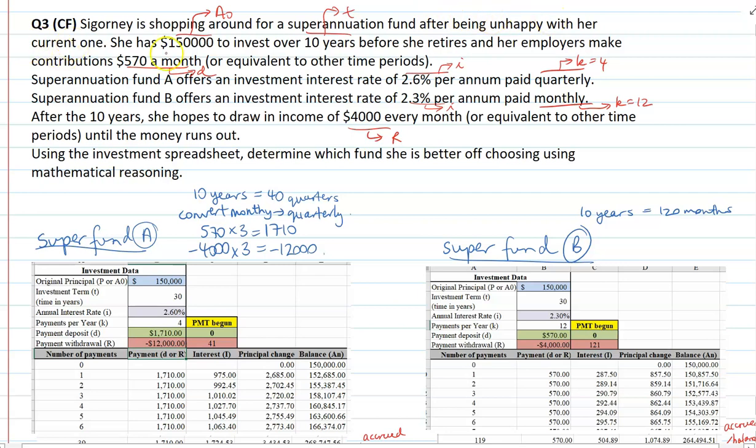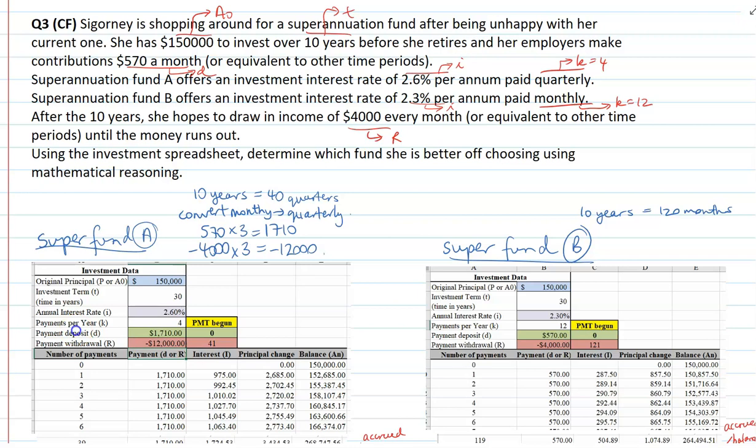Lastly, for question 3, we've got Sigourney shopping around for a superannuation fund after she's been unhappy with her current one. She's got $150,000 that she's bringing over, and she's got 10 years before she retires. Her employers make contributions of $570 a month, and we're considering two funds that have different compounding interest terms. Superannuation Fund A is 2.6% per annum paid quarterly. Superannuation Fund B has interest of 2.3% paid monthly.